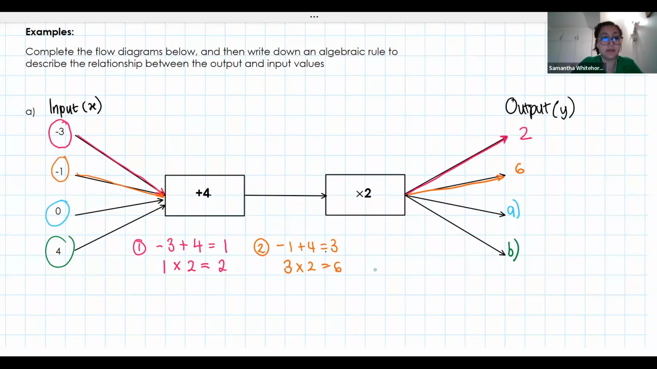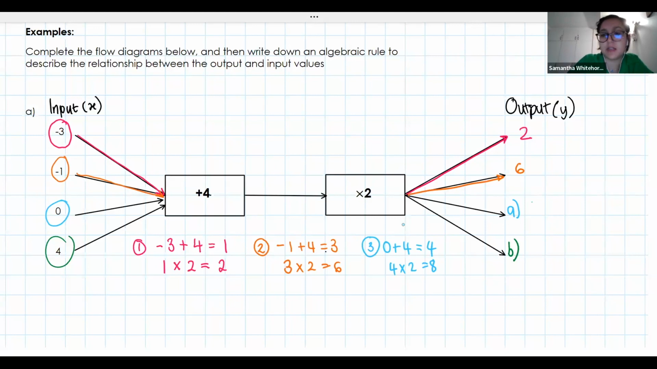Alrighty, so now at this point, if anyone would like to raise their hand to give me an answer, I'd like you to do so. Wonder Wonke, give me the first one. So the output for the input of 0. Yes, ma'am. Ma'am, 0 plus 4 is 4, and then 4 times 2 is 8. Excellent. So our output here, guys, is 8.